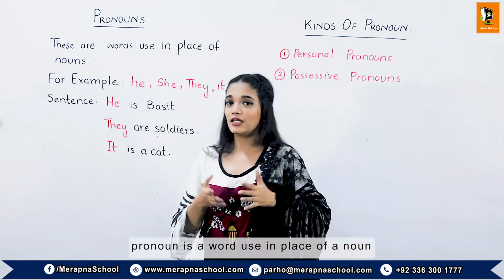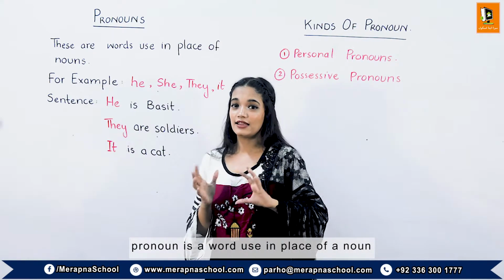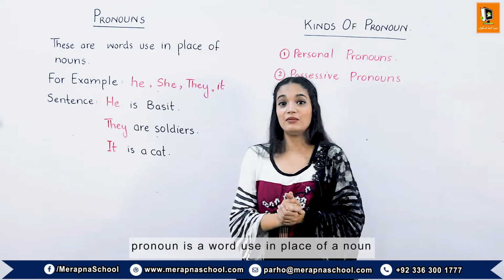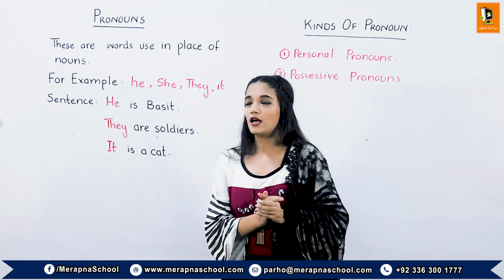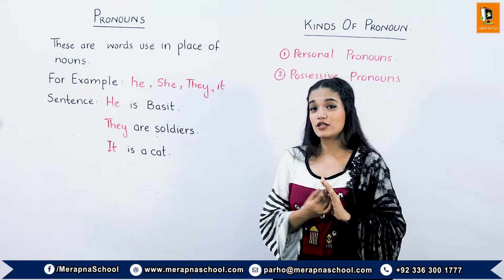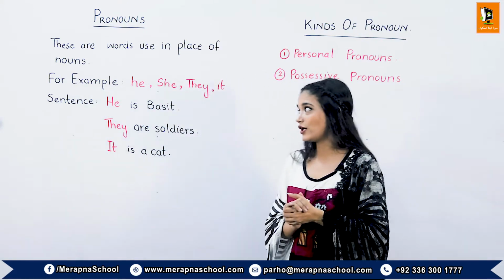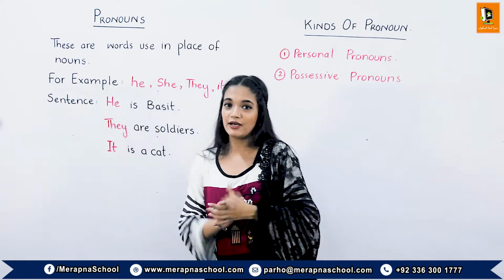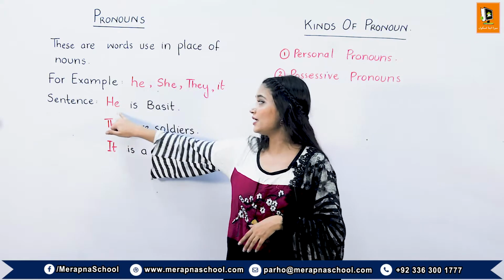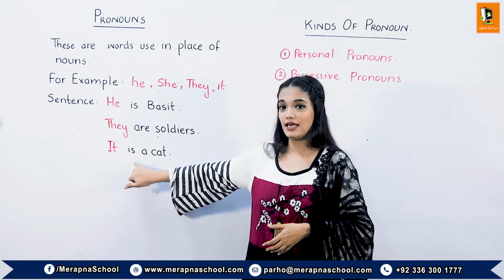For example, examples of pronouns can be he, she, they, it, them, etc. For male, we use he. For female, we use she. For animals, we use it. But we also use pronouns for singular or plural nouns. For singular, we use he and she, but for plurals, we use they. For example, he is Basit. They are soldiers. It is a cat.